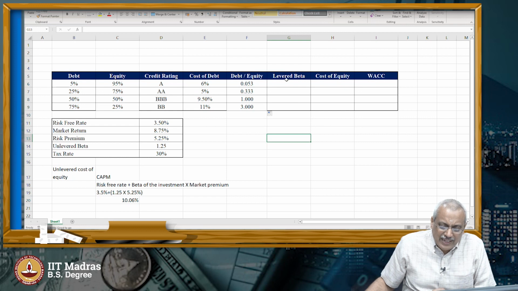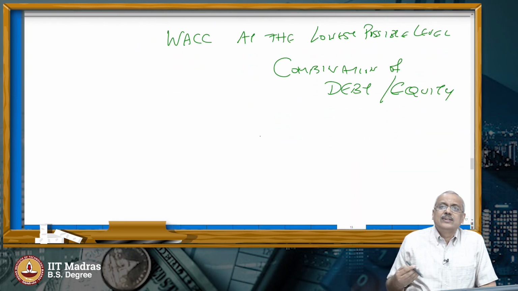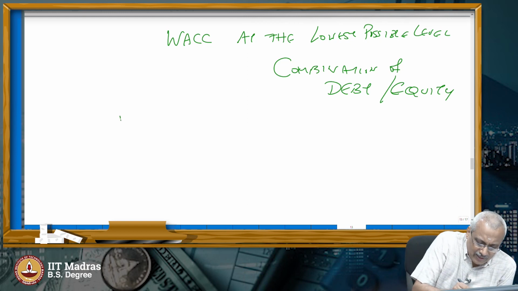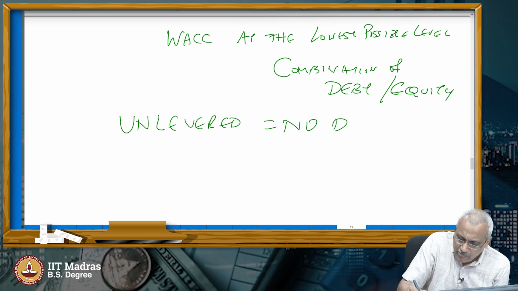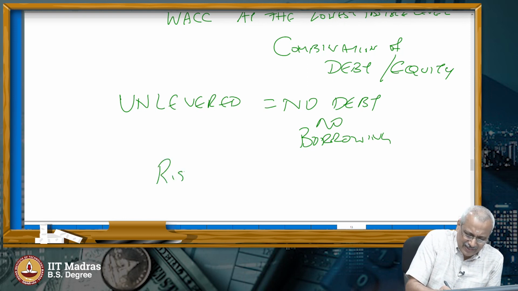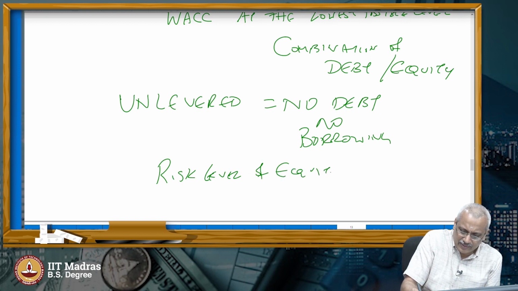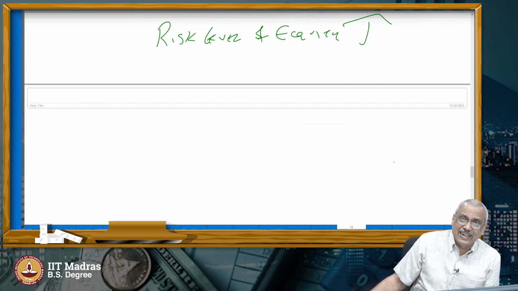Now the question is, what is this levered beta? Now let us look at this levered beta. I am going back to my explanation out here. What is this levered beta? Unlevered means no debt, no borrowing. I have already explained that the moment you borrow, the risk level of equity holders increases. I did show an example.